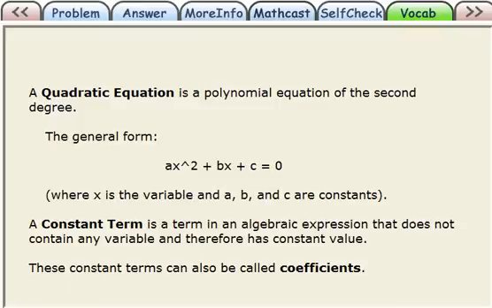I included some vocabulary, and I decided to include what a quadratic equation is, since I use that term quite a few times in my math cast, and I just wanted them to see what the general form was if they weren't clear on that. I also included what a constant term and what coefficients were.